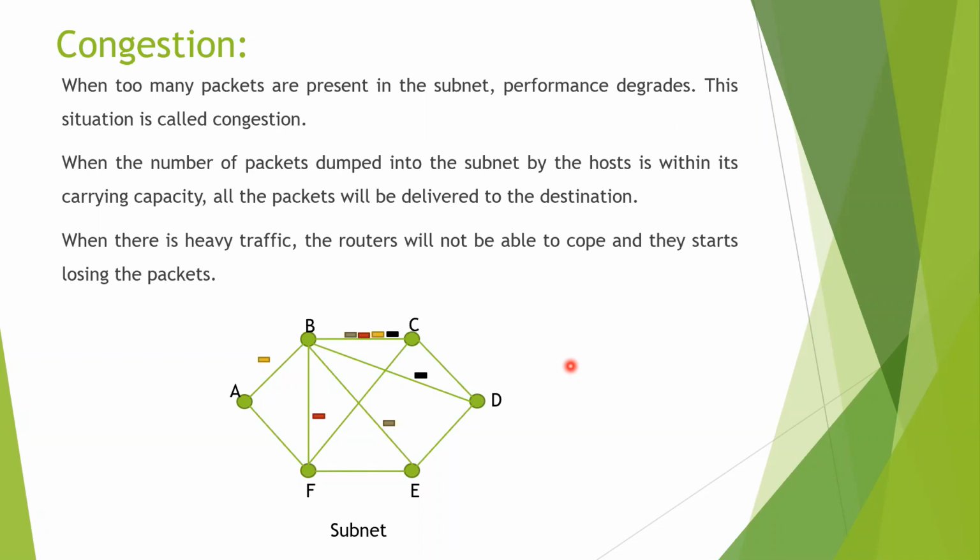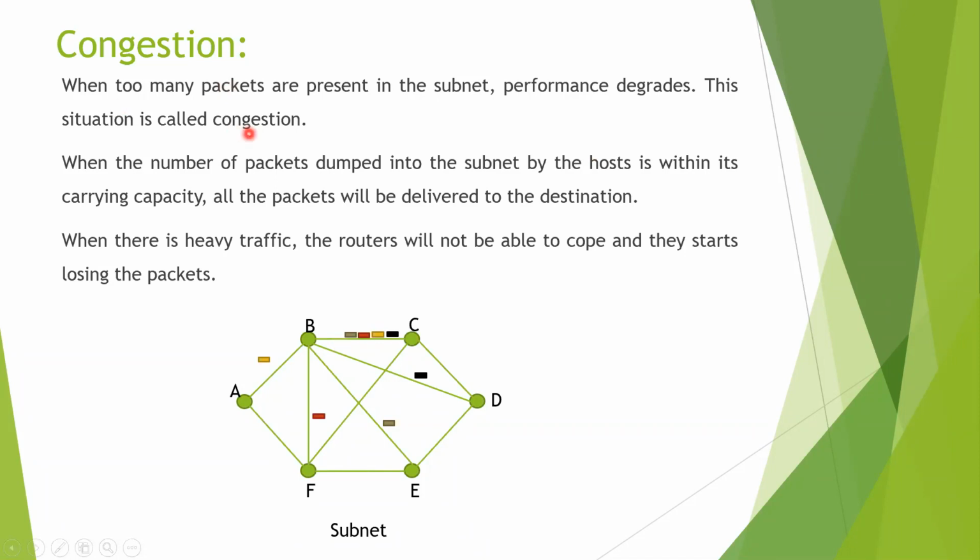Now here, when too many packets are present in the subnet, this will degrade the performance of the subnet. I have taken an example here of a subnet where so many packets are there. Due to many packets, the performance of the subnet is going to degrade. This situation, where the performance degrades due to many packets, is what is called congestion.